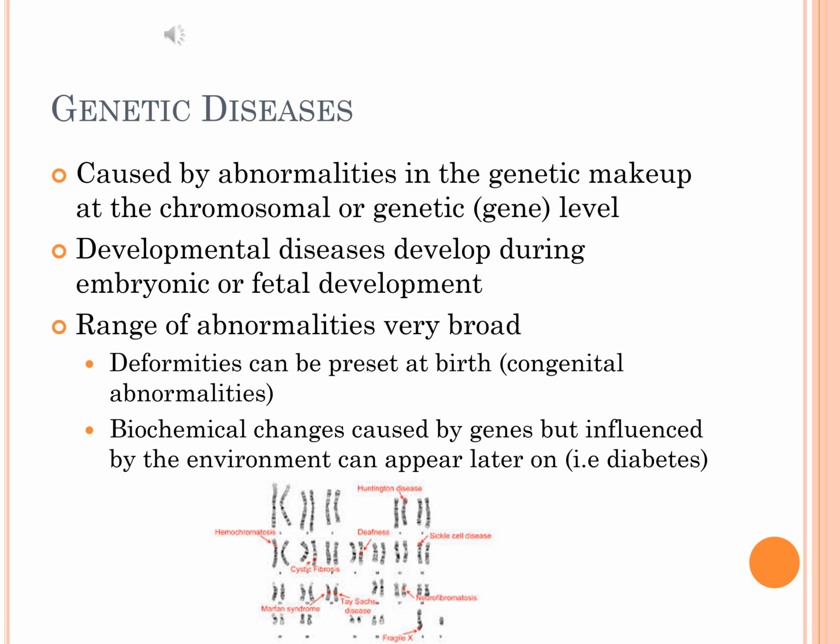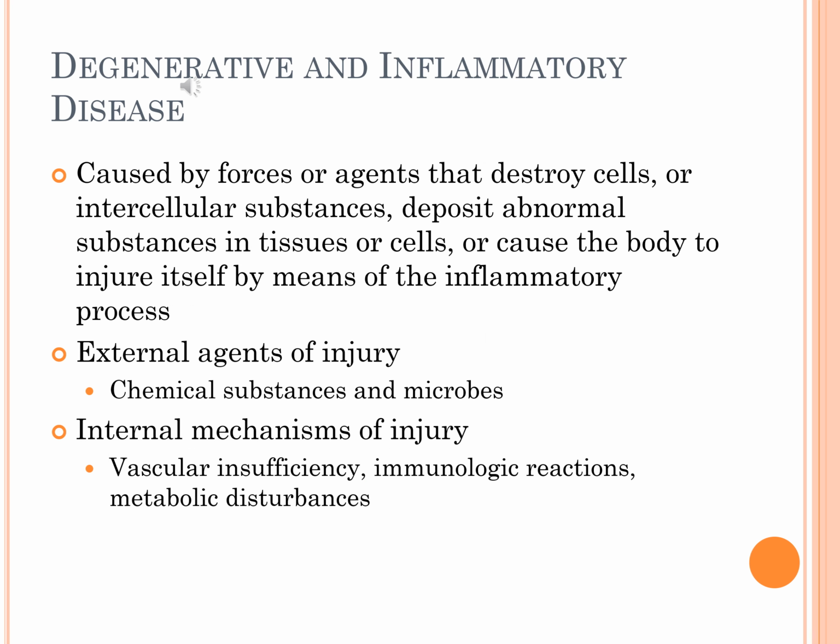Genetic diseases are caused by abnormalities in the genetic makeup at the chromosomal or gene level. Developmental diseases develop during embryonic or fetal development. The range of abnormalities varies. Broad deformities can be present at birth, congenital abnormalities. Biochemical changes caused by genes but influenced by the environment can appear later on, i.e. diabetes. Degenerative and inflammatory disease.